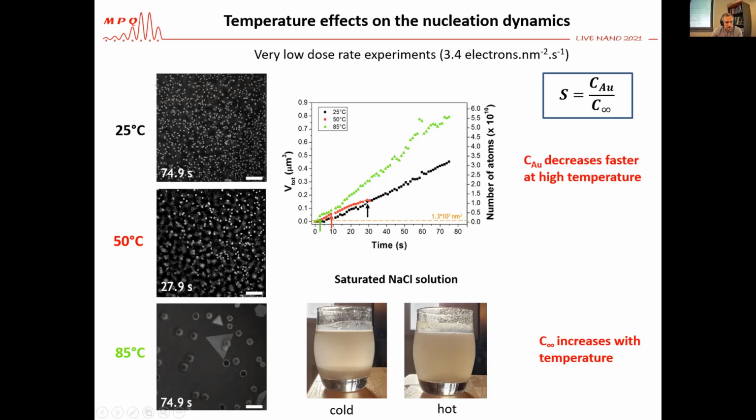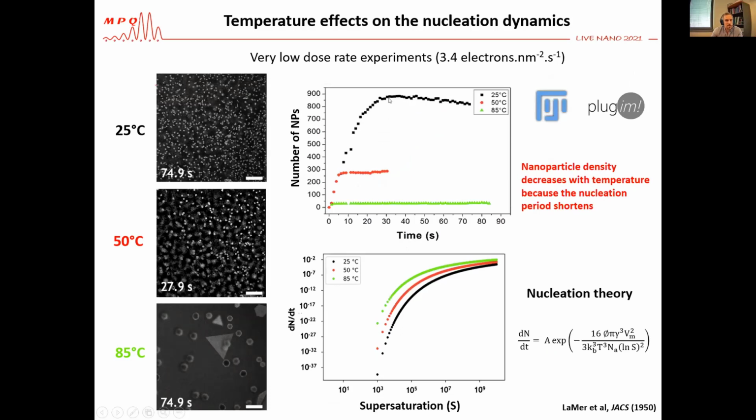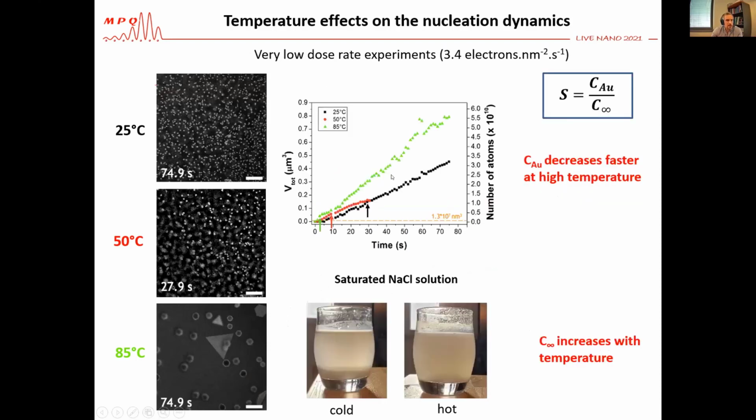But still, if you look now at the quantity of material that has been formed, the quantity of gold that is inside the nanoparticles at the end of the nucleation period, you see at roughly 30 seconds at 25 degrees, about 9 seconds at 50 degrees, and after 1 second at 85 degrees, that there is still much more material that has been consumed at 25 degrees than at higher temperature. So this means that this dynamics of the concentration of gold atoms is not enough to explain our results.